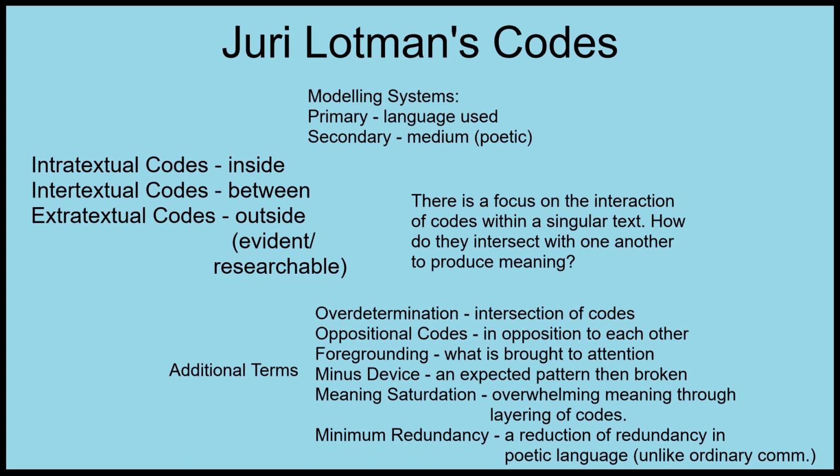There are two main modeling systems that they talk about: the primary and the secondary modeling system. The modeling system is basically the language or the system on which this particular poetic text is based. What is it modeled around? The primary modeling system is the language that the poem is in, which seems quite obvious, but it is important to actually note this, right?